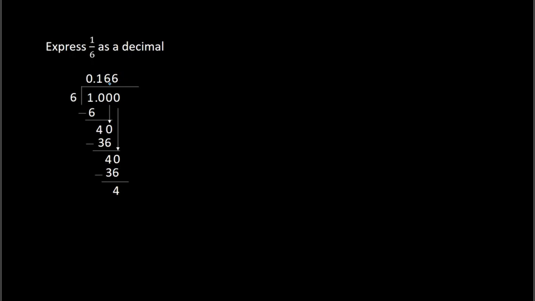So 1/6 can be written as 0.166666, and it keeps going forever. Now the way we write that repeating part of the decimal is we put a line over top of it. So just put a line over top of the part that is repeating. So it's the 6 that is repeating, so the line goes over the 6. And this is called a repeating decimal.